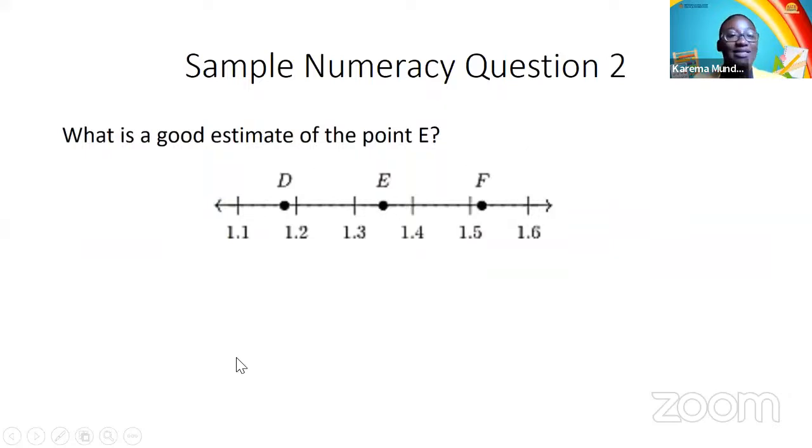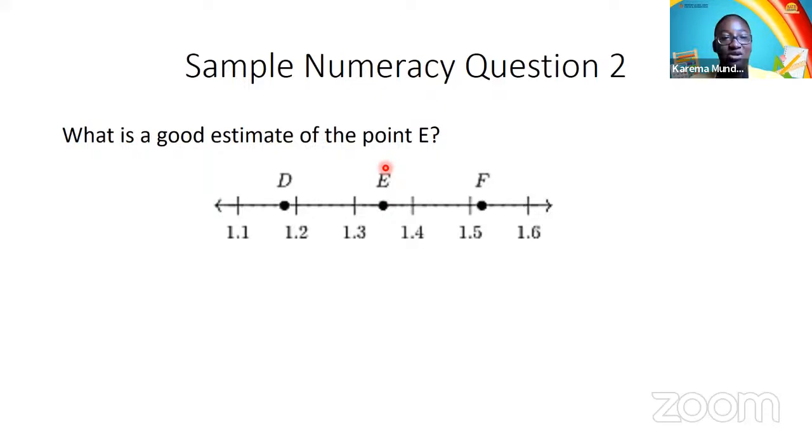And it asks, what is a good estimate of the point E? Notice it says good. What is a good estimate for the point E? Now, before you start to race and type in the chat, let us take a closer look at what we're asked here. So I'm looking at the number line and I'm seeing the values. And remember, Miss Darby would have pointed out earlier, we talked about how to call these numbers. So we have 1 and 1/10. I'm seeing 1 and 2/10. Anybody else seeing any other value that they want to share?